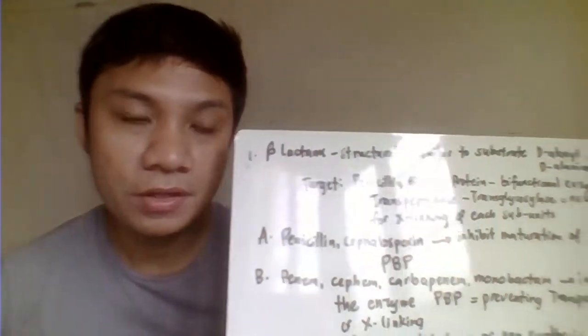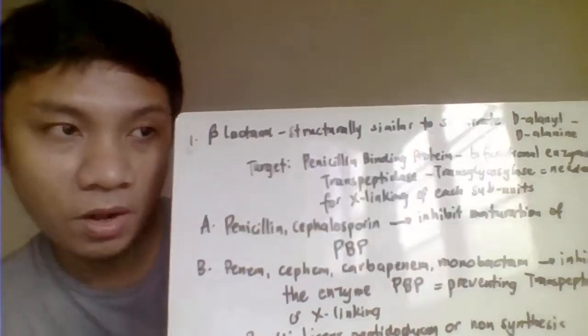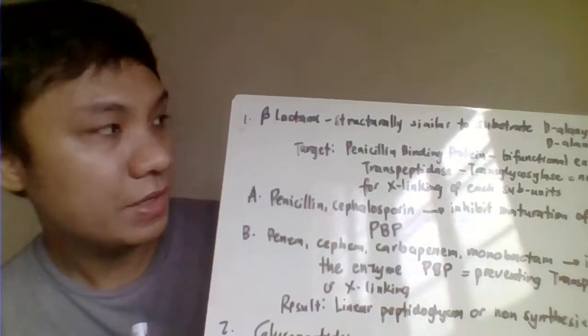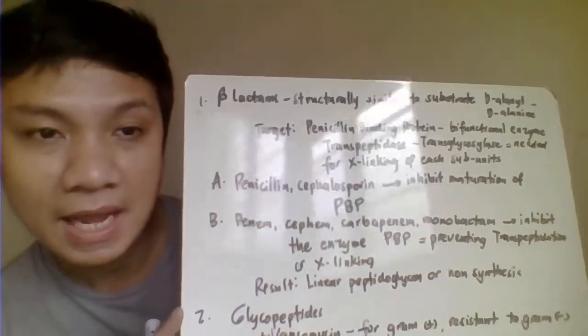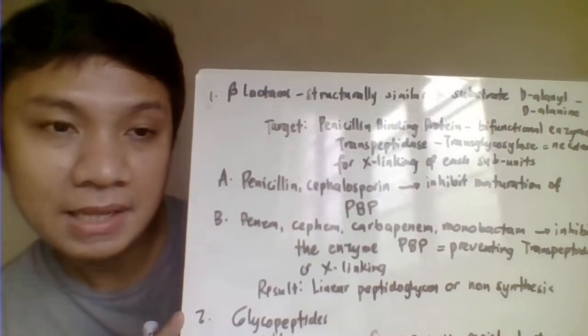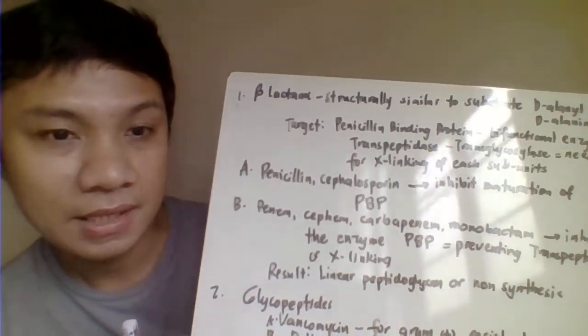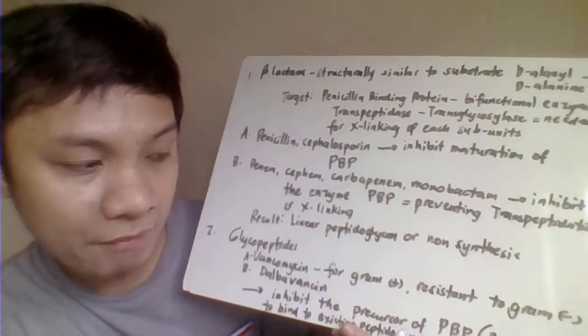Okay, now we go to the different antibiotics that try to inhibit your cell wall synthesis. First, we have the beta-lactams. The beta-lactams contain the beta-lactam ring. The beta-lactam ring resembles the structure of the precursor D-alanine, the pentapeptidyl glycosylase.